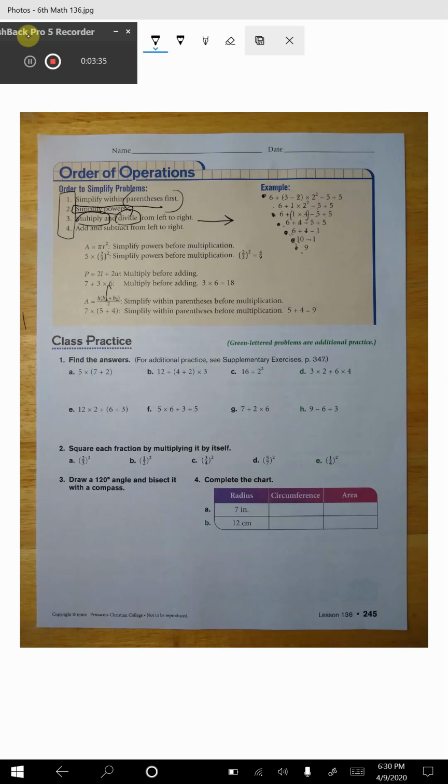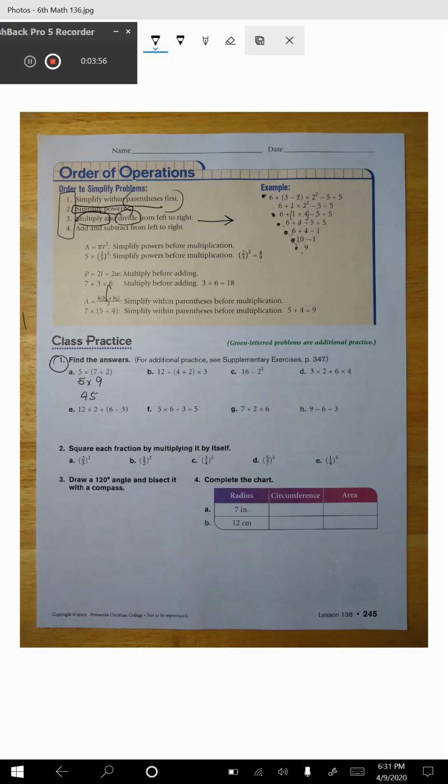All right, so let's look at number 1. In number 1, we only have the parenthesis issue. So you're not going to do the 5 times, so just write 5 times. You're going to do the 7 plus the 2. So the 7 plus the 2 is 9. And then you can solve it, 45. See that?